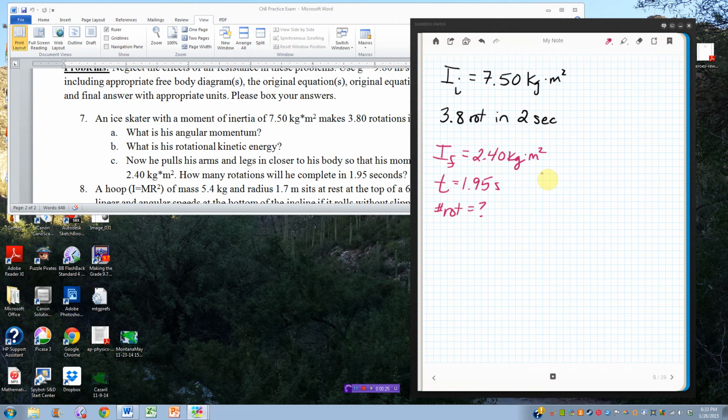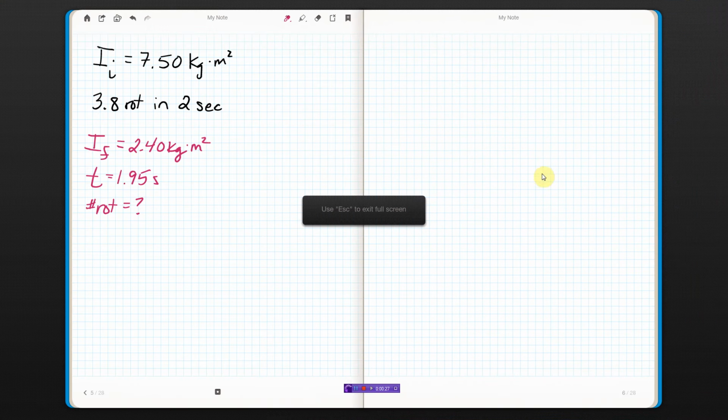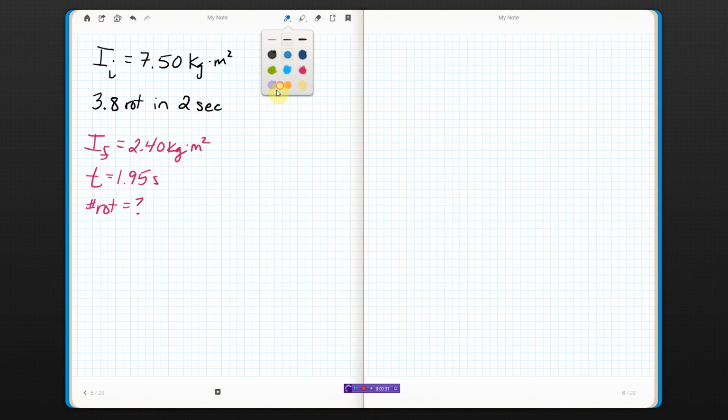So I've copied the pertinent information over here. So first off, let's find angular momentum. Well, the magnitude of angular momentum is moment of inertia times angular velocity, or speed since we're just doing magnitude. So I need omega. So I is 7.5.